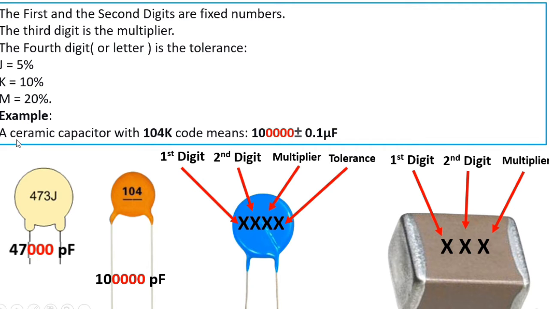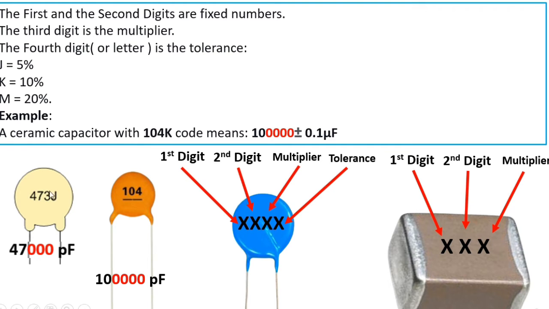See an example. Let's say we have a ceramic capacitor with 104K. This code means 10 and 4 zeros, plus or minus 0.1 microfarads. The 0.1 microfarad is the tolerance, because here we have K, so K is 10% of this number. We have here three numbers, so always the first digit, the second digit, and the multiplier. But if we have four digits, the first digit, the second digit, the multiplier is the third digit, and the fourth digit is the tolerance. This digit has to be J or K or M.